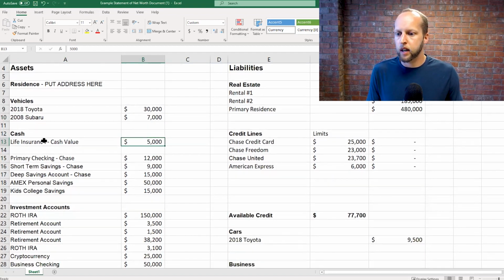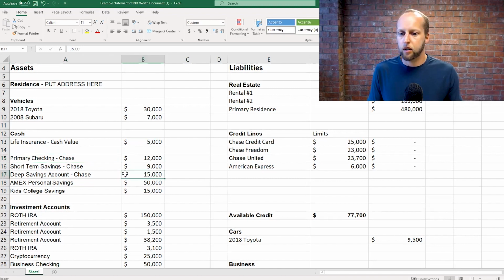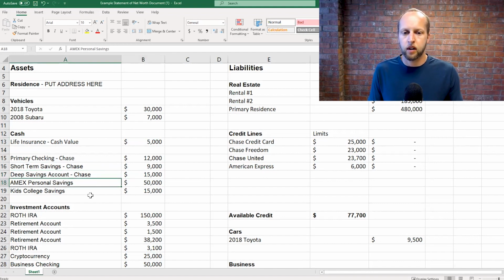Then next, we've got kind of cash equivalents and cash items. So in this case, a life insurance policy, but it has some cash value built up with it. So if they needed to tap this, they could get access to that cash. And then you'll see some varying checking and savings accounts. So primary checking, kind of working capital there for bills coming in, your paychecks coming in, bills being paid. And then you've got some short-term savings. So you might be saving up for another car, a house, a larger purchase, and then a savings account right here. And then they've even got an Amex personal savings account.